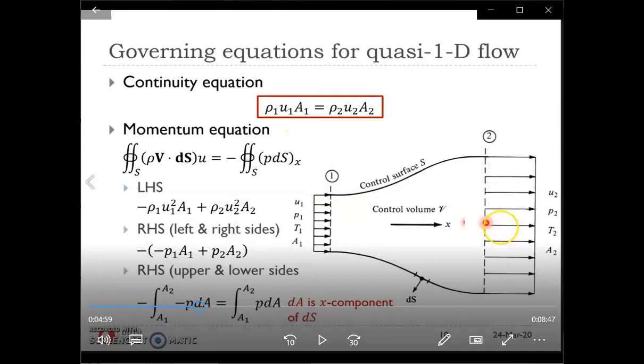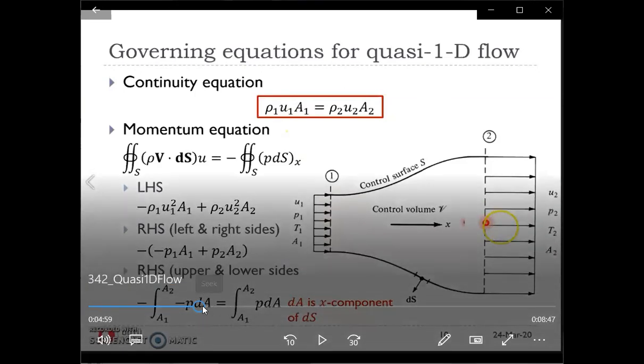But if we have a duct that has varying area, on the side surfaces we do have pressure acting on them as well, right? Because of the pressure acting on the side surfaces, even though there's no momentum coming in or out from the side surfaces, that needs to go into the momentum balance as well. So that's why we have this A1 to A2 P dA term.